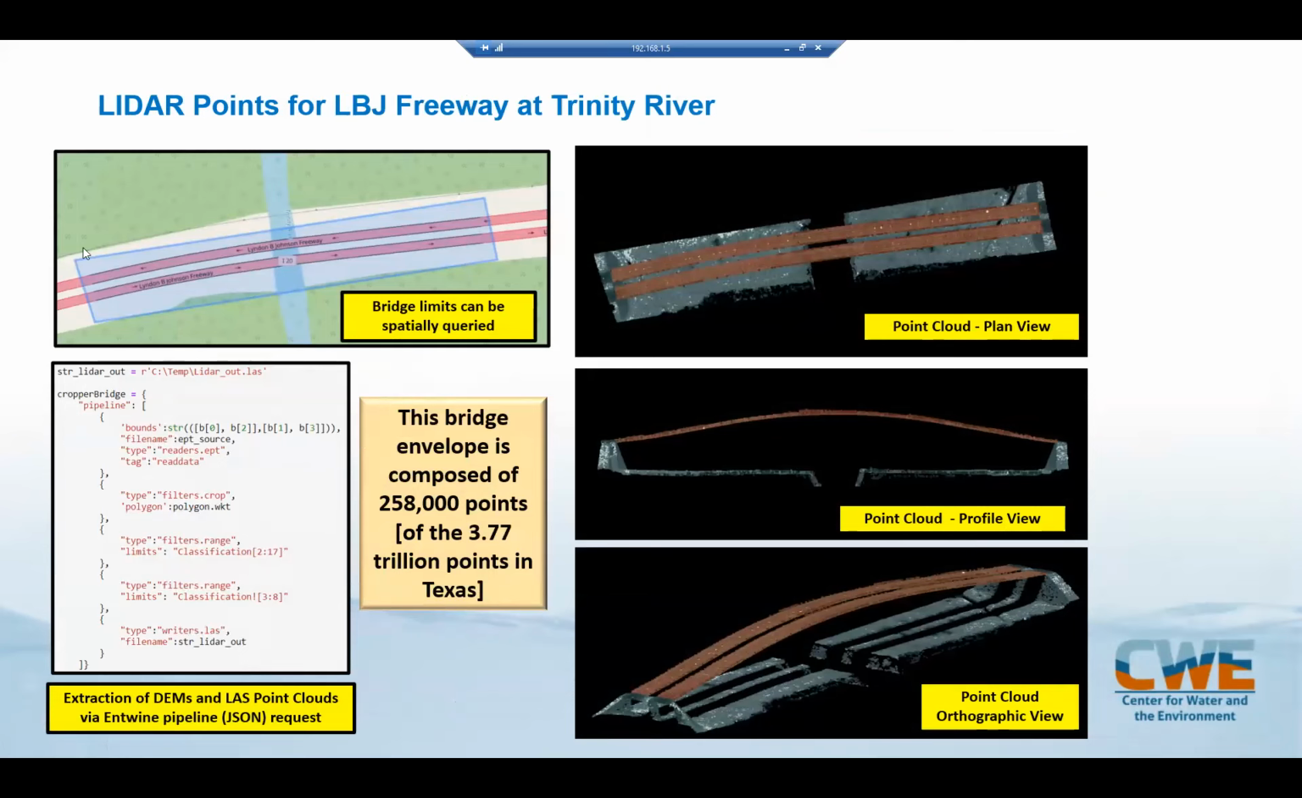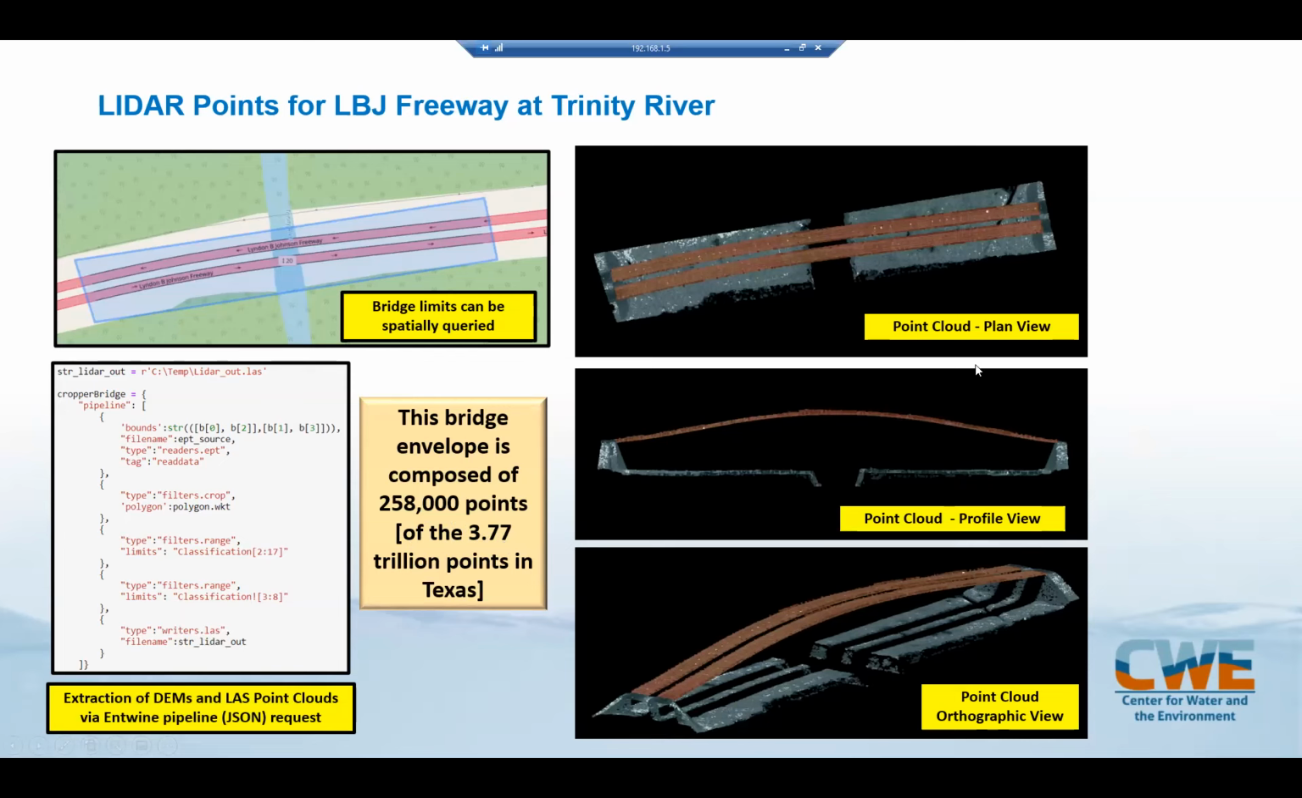I fed it a polygonal boundary and said, just give me the point cloud of this bridge. I don't care what tiles it's in. I said, just give me the ground. So I'm saying, here's the boundary, read the data set, crop it to the boundary, give me everything that's classification between 2 and 17, and then remove everything that's between 3 and 8. What I'm doing there is trying to get the ground and the bridge deck, because the bridge deck sits on 17 and ground sits on classification 2. So what that returns to me is about 260,000 points out of the 3.7 trillion points in Texas, and says, all right, here's your point cloud.